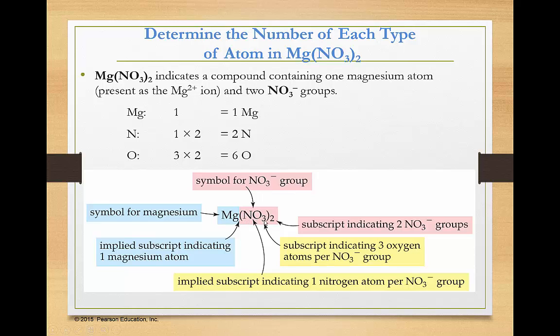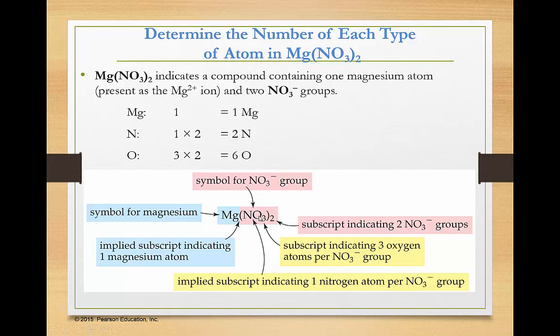All right, now let's look at what's in here. This is actually two different elements, nitrogen and oxygen. So I'm going to start with the nitrogen. If I look here, just within the parentheses, what is the subscript for the nitrogen? Well, there isn't one. Again, that's an implied one. So that indicates I have one nitrogen for each one of the NO3 groups. So I'm going to write a 1 here. Now, this is in parentheses, so I have to multiply by something. I multiply by the number that's out here, this 2. 1 times 2, I have 2 nitrogens.